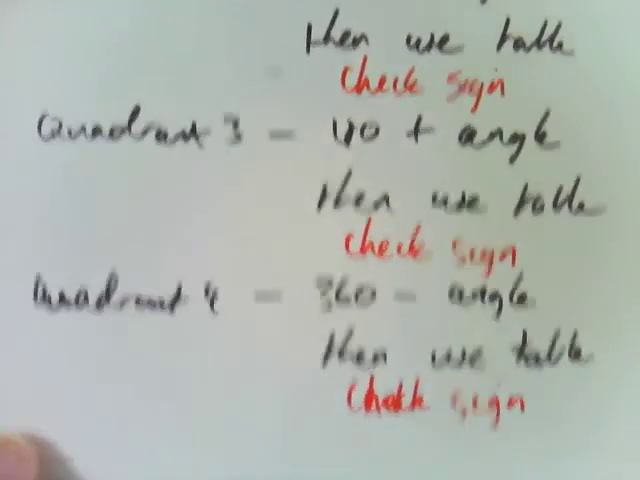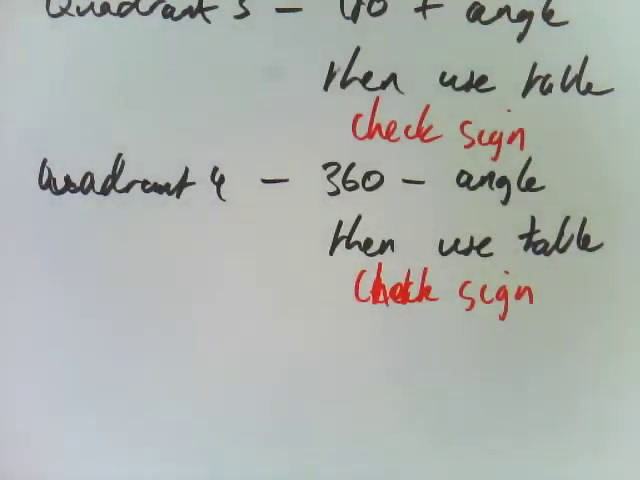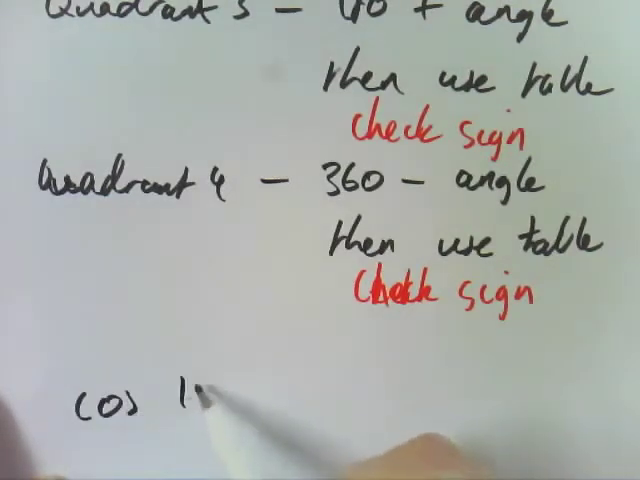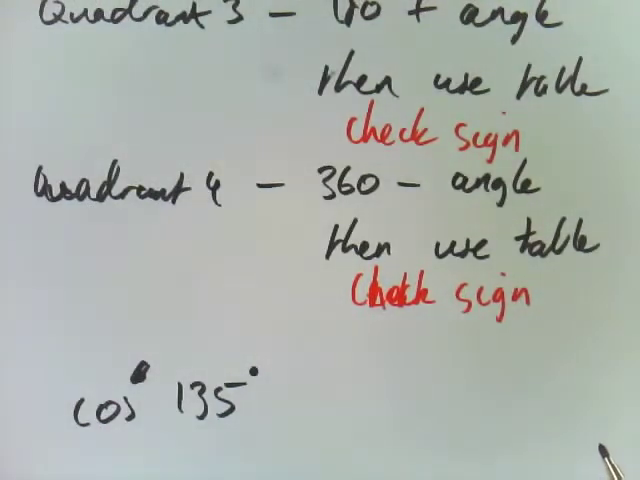So let's do an example together. Find the exact value of each of the following. Let's do cos 135 degrees. We need to find the exact value, which means we need our exact values table. I'm just going to flick back in my book to the exact values table. Now, I need to first work out which quadrant I'm in. Which quadrant is 135 in? It's in the second quadrant, quadrant 2.